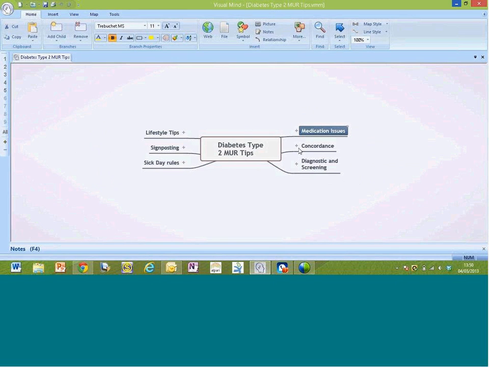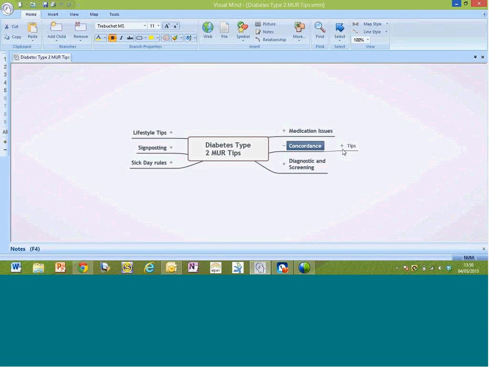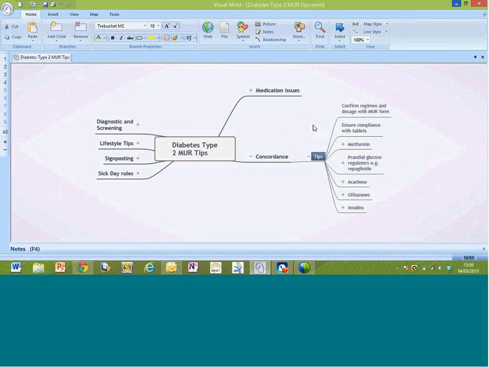Some of the concordance, the practical things that you may want to talk about, is to confirm the regime and the dosage on the MUR form.